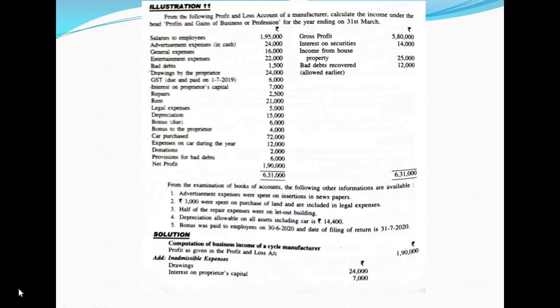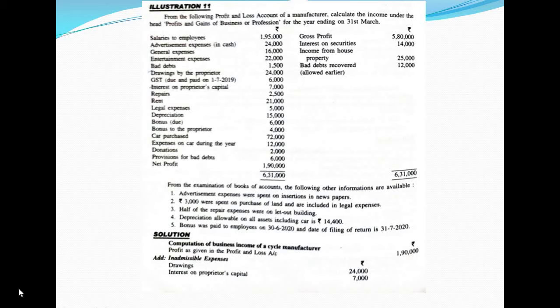Then we also have the legal expenses. Now if you look at point number 2, it says that rupees 3,000 were spent on purchase of land and are included in legal expenses. So purchase of land is a capital expenditure. So out of the total legal expenses of rupees 5,000, 3,000 will be an inadmissible expense.